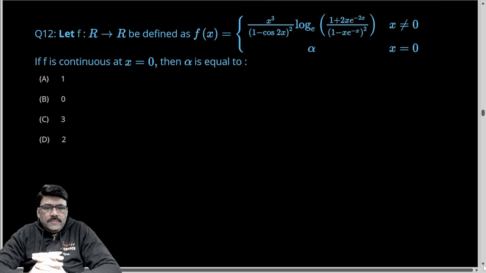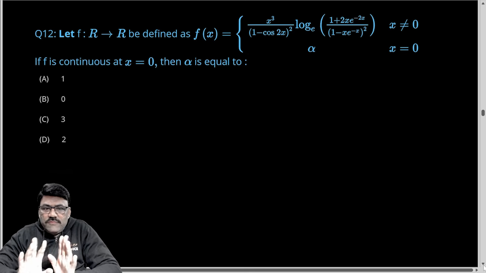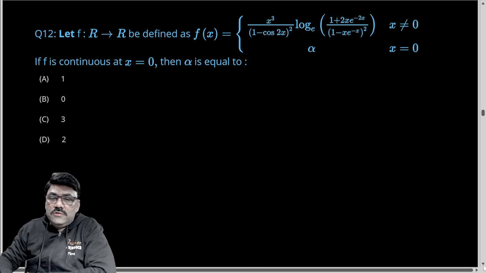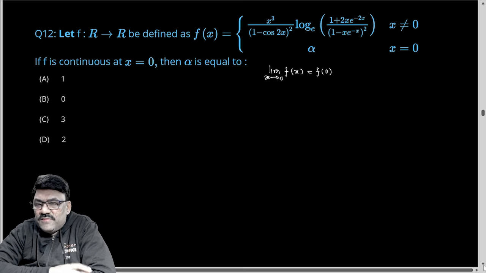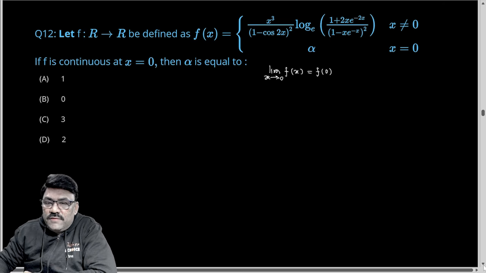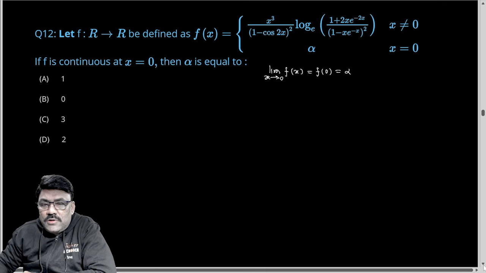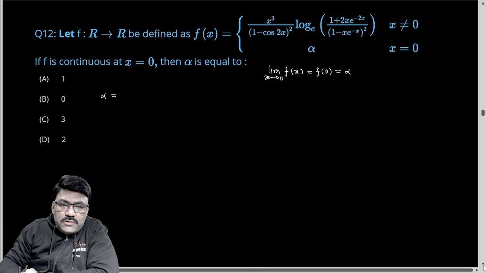Okay, see this question. This is from continuity. This function is continuous at 0. So then what will be alpha? Function is already given as continuous. Since the function is continuous at x equal to 0, the limit as x approaches 0 of f(x) must be equal to f(0), and f(0) is given as alpha. So alpha is basically this limit as x approaches 0 of f(x).